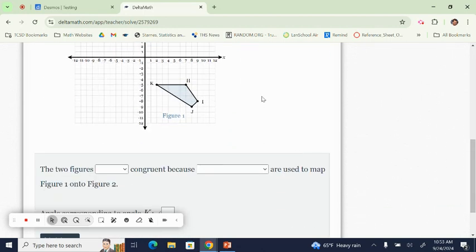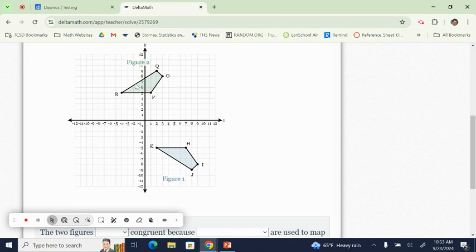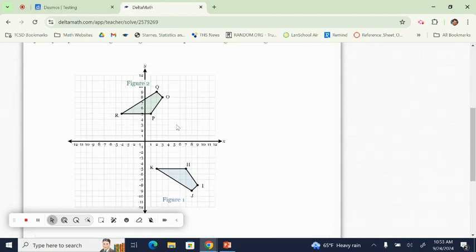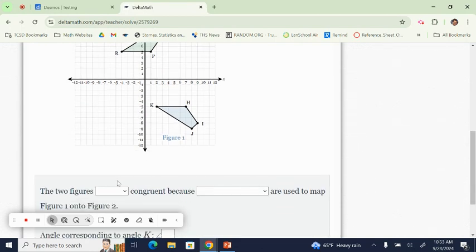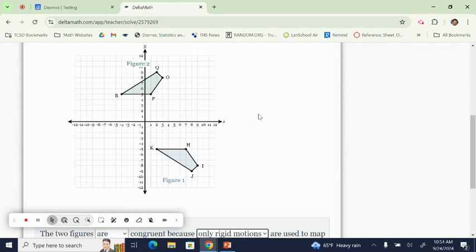Okay, so if you take a look here, they're going to want you to think about how these things line up. Again, they are going to be congruent, and they're just going to have you say because of rigid motions, right? If I was looking at this, I think I have to rotate this figure. Or maybe actually I think I could reflect this figure, right? Because R and K line up. Reflect this figure and then move it with a translation.